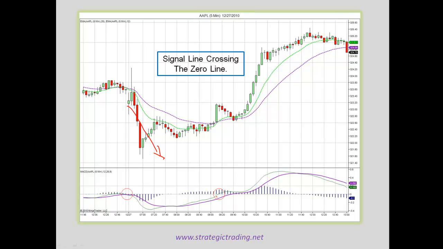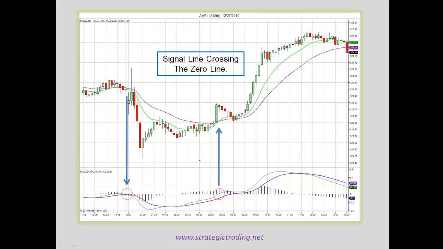Now, similarly up here, in this instance, the signal line actually crosses above the zero line, and sure enough, prices did tend to go to the upside when that happened. So you will find that this is a fairly useful signal, even though it doesn't necessarily always come early in a trend, but when it does occur, it is a good indicator of what is to come as far as prices.